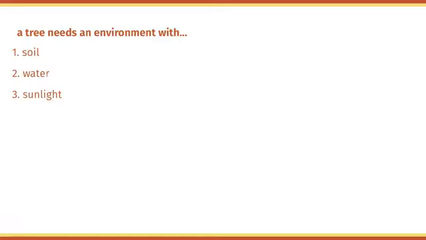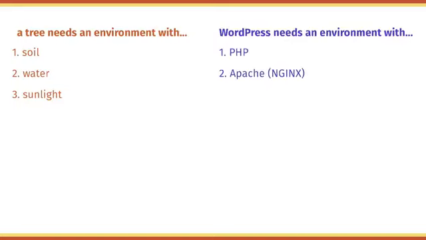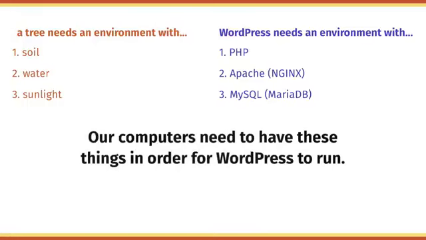Well, it's the same thing with WordPress. We can't just plant WordPress anywhere on our computer. WordPress needs an environment with the following three things. Number 1, PHP. Number 2, Apache or Nginx. And number 3, MySQL or MariaDB. Now don't worry, I do not expect you to know what any of those things are. But for now, just know that our personal computers need to have these things in order for WordPress to run.